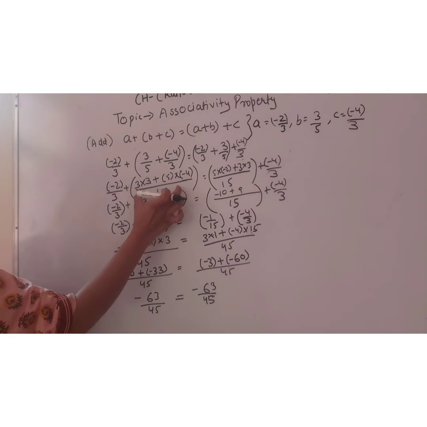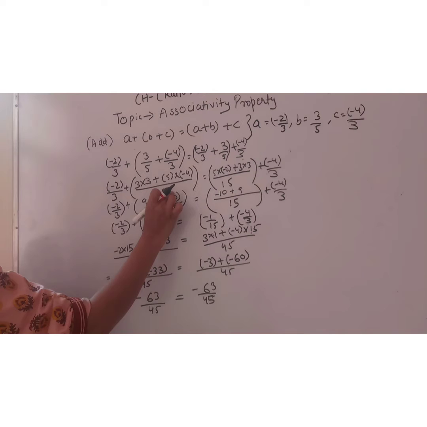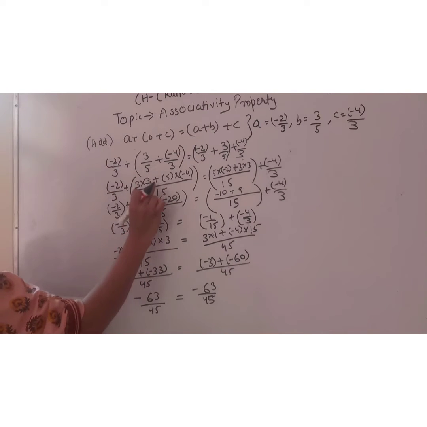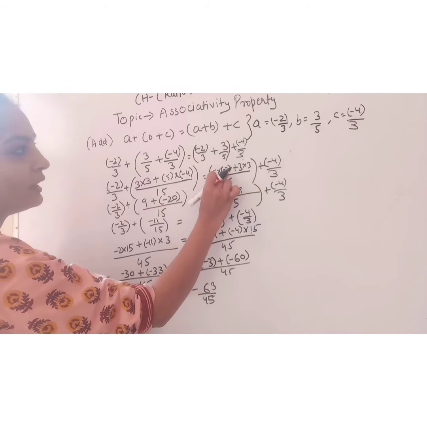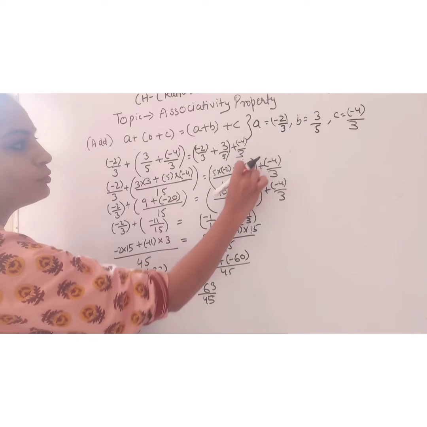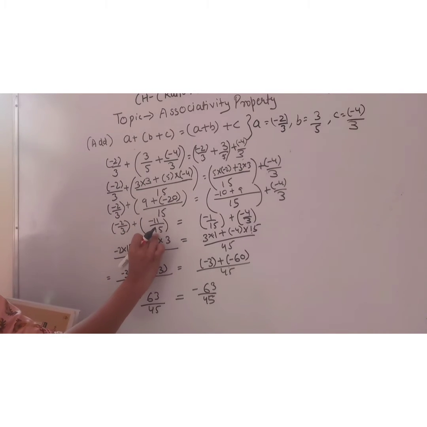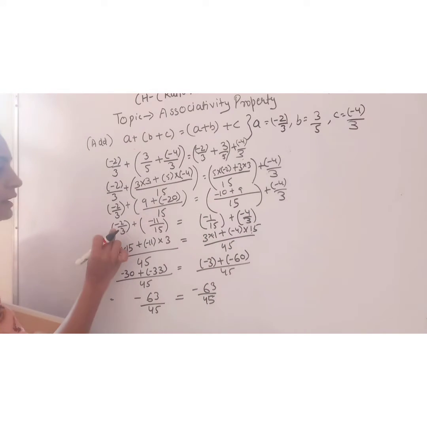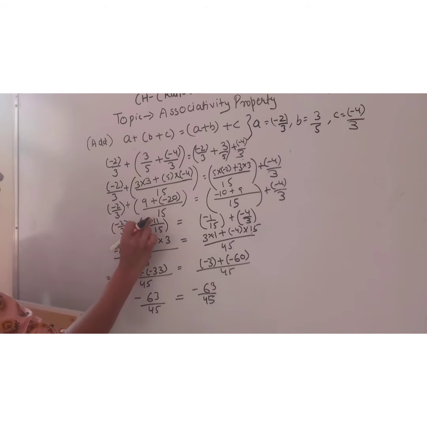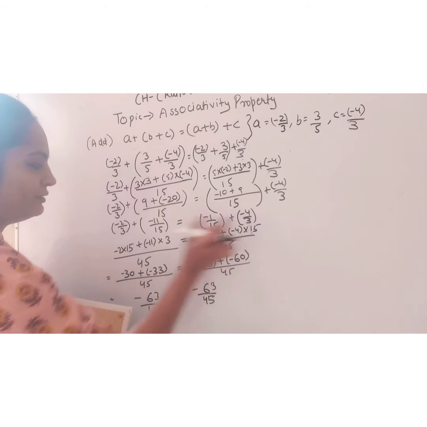Then after solving these two, 3 by 5 and minus 4 by 3, we take the LCM, and 3 into 3 plus 5 into minus 4. And this side, after solving this, I am getting LCM as 15, and 5 into minus 2 plus 3 into 3. Now after solving this, I'll get minus 11 by 15, and after solving the other, I'm getting minus 1 by 15. Then I will solve both of these, minus 2 by 3 and minus 11 by 15, and this side minus 1 by 15 plus minus 4 by 3.